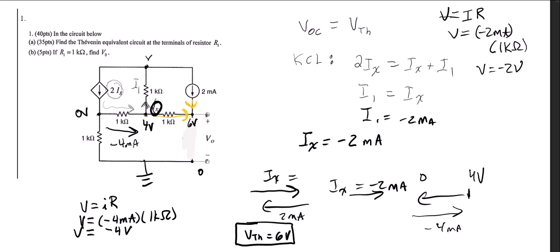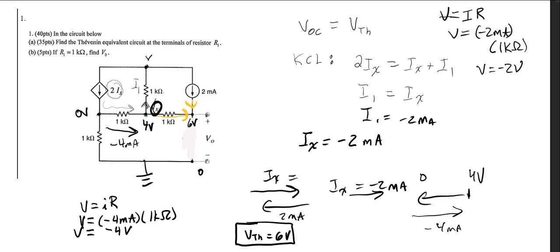Okay, so now we have the Thevenin equivalent voltage. The next thing to find is the Thevenin equivalent resistance. It's a lot easier when you don't have a dependent source. When you have a dependent source, it's a little harder. I want to pause here and see if there are any questions. Anybody have any questions? Yes?